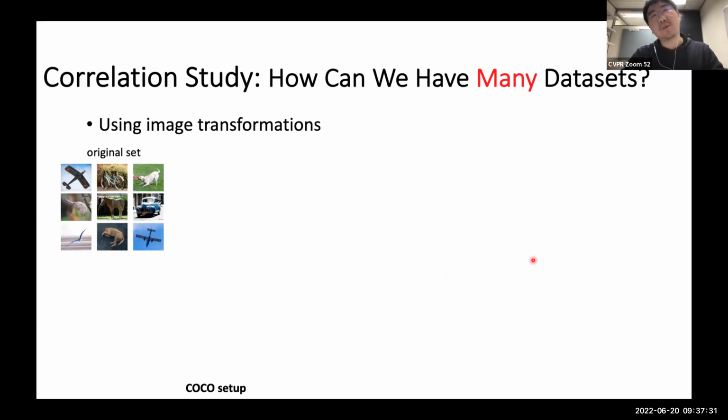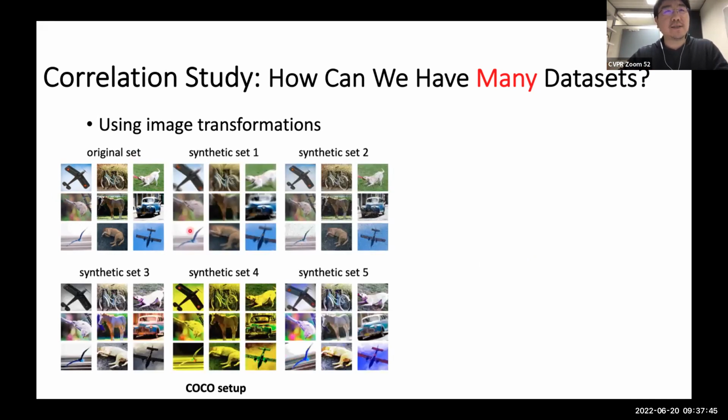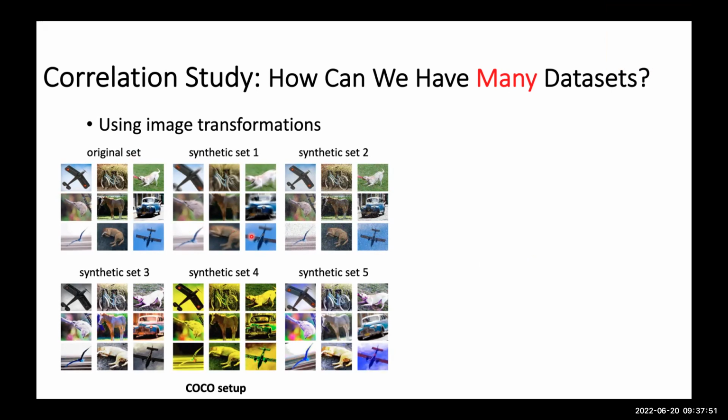We simply use image transformations. For example, we have the original data set, which is shown here. Then we apply lots of image transformations, where we can technically synthesize an unlimited number of synthetic data sets. So by applying different transformations, we get synthetic set 1, synthetic set 2, synthetic 3, 4, 5, and so on.